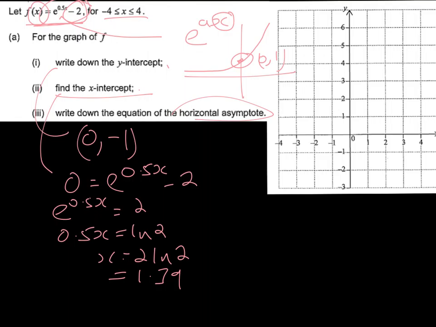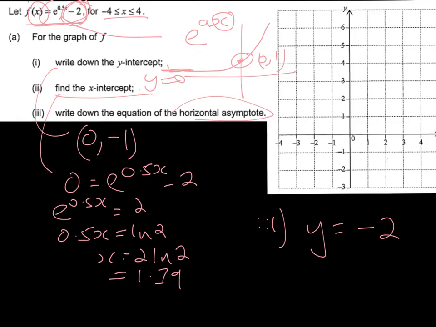Similarly, normally the horizontal asymptote on the graph of e to the ax is the line y equals 0. Because the graph has been translated down 2 units in part C, or part 3 here, the equation of the horizontal asymptote would just be y equals -2.